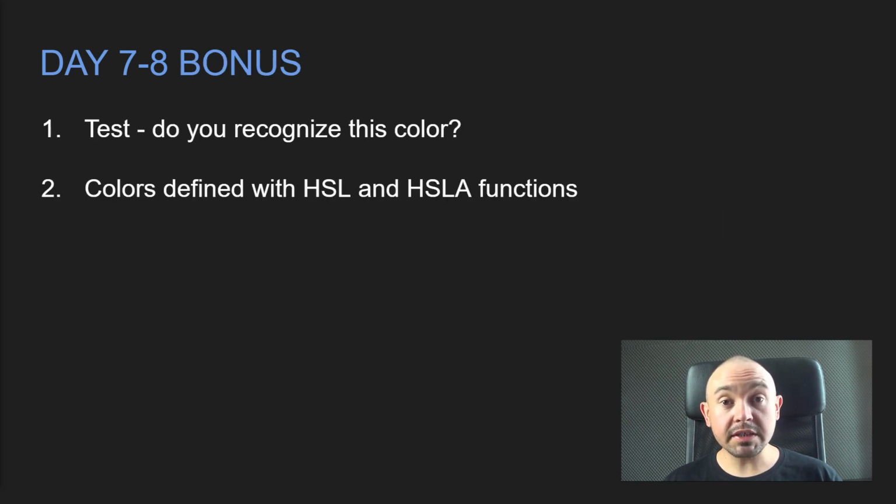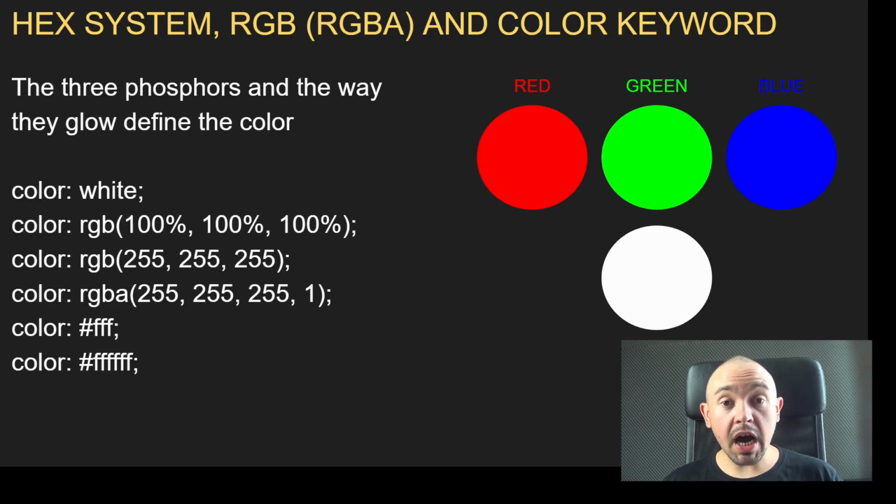But what awaits us in today's bonus? First, we will do a color guessing test based on your deduction. Then I will briefly show you how to define the colors using the HSL and HSLA functions. Usually colors in CSS are defined with the use of a keyword, RGB or RGBA functions, or with the use of the hexadecimal system. And how is color created on our monitor?